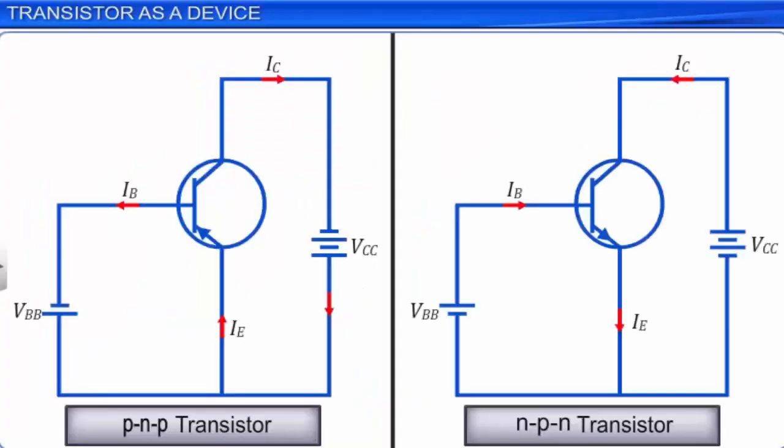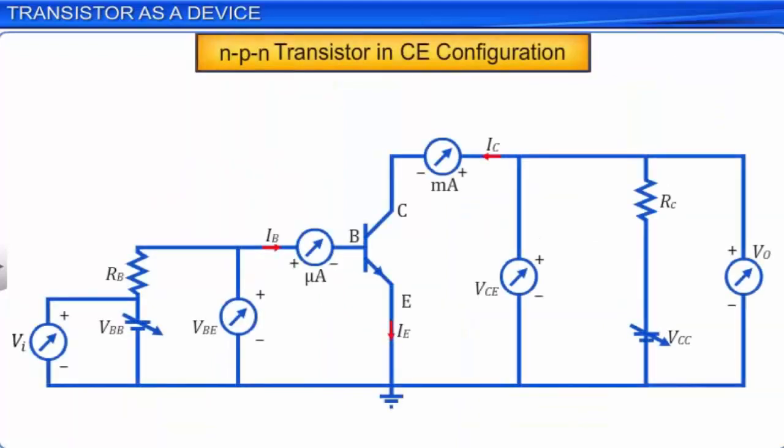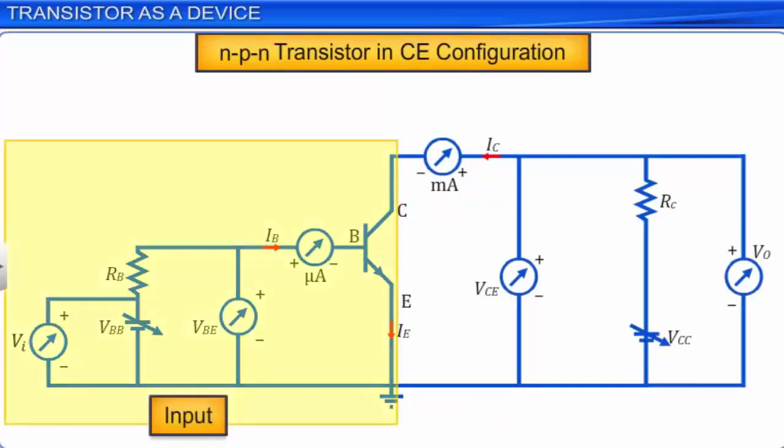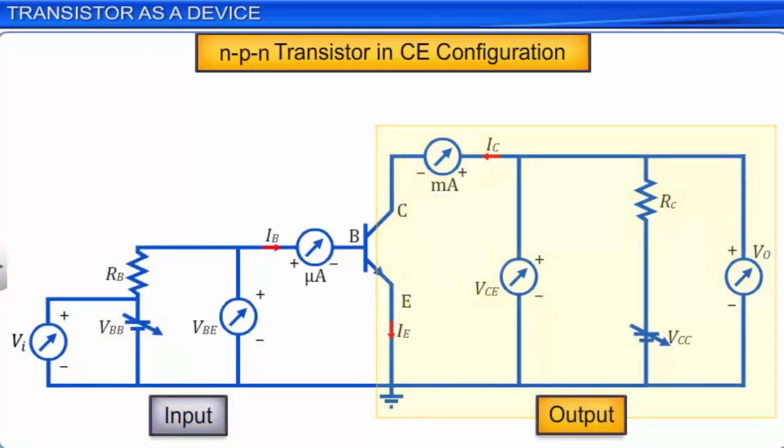You have learned that when the emitter terminal of a transistor is common to the input and the output, the transistor is said to be in common emitter configuration. For a transistor in common emitter configuration, the forward-biased emitter-base junction forms the input circuit, where the input voltage is VBB, while the reverse-biased collector-emitter junction forms the output circuit, where the output voltage is VCE.